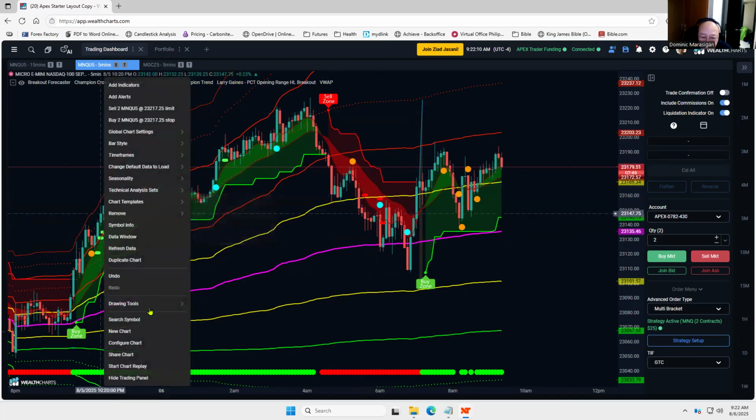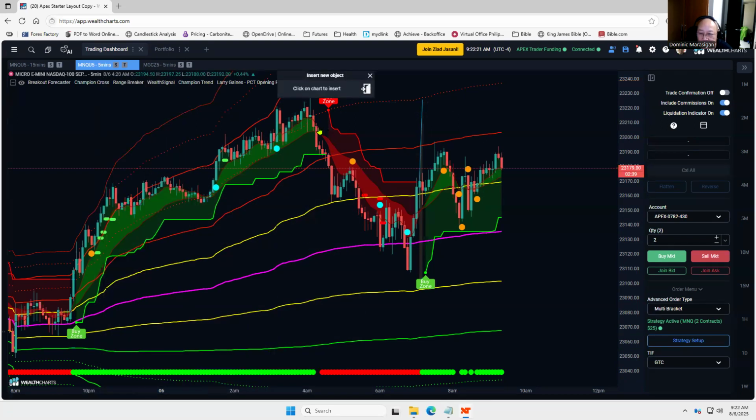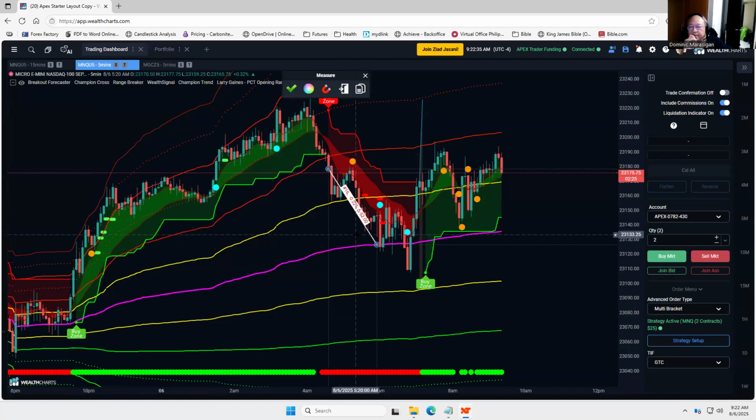Now, how do you do that? Go to drawing tools, go to the ruler or measuring tool right here, the measuring tool under there, and you would have taken a trade right here, mark that off, right to the VWAP, click again, right there, and it shows you what it is, 52 points.